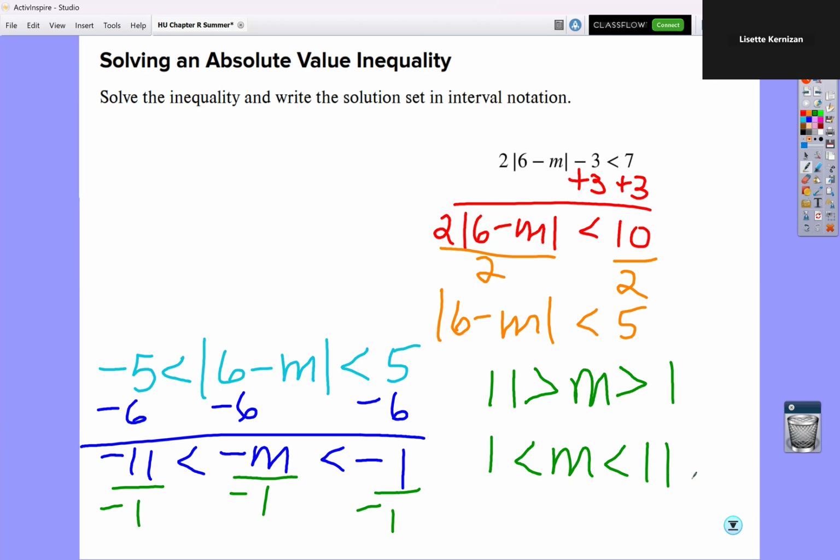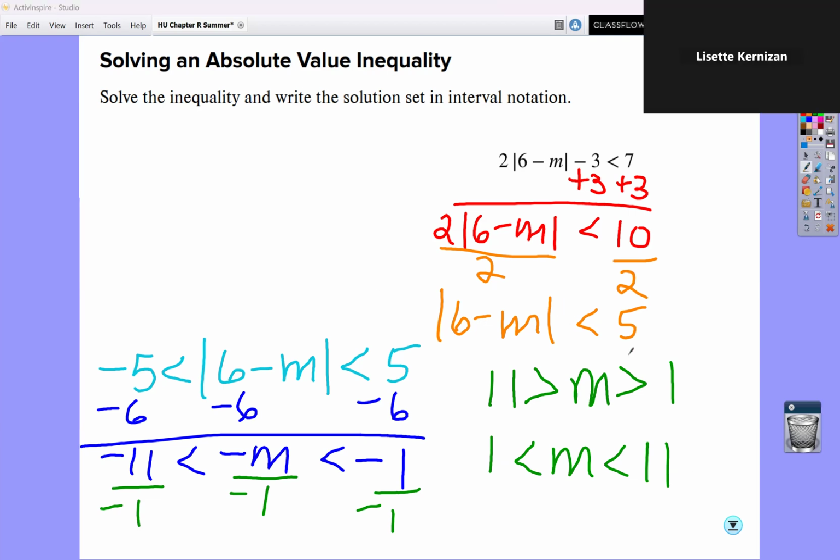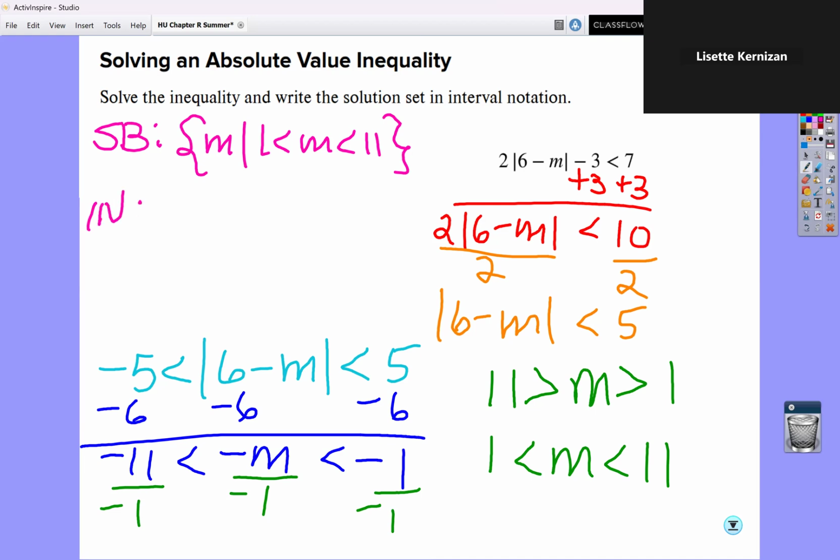And how do we write this in set builder notation and interval notation? For set builder notation, we're talking about m, so m such that 1 is less than m, less than 11. And for interval notation, we're going to say from 1 to 11, parentheses on both sides. All right.